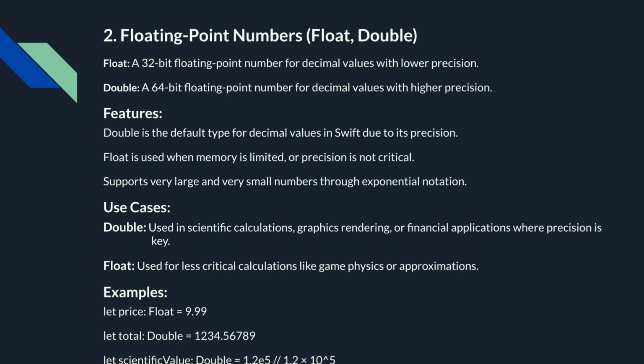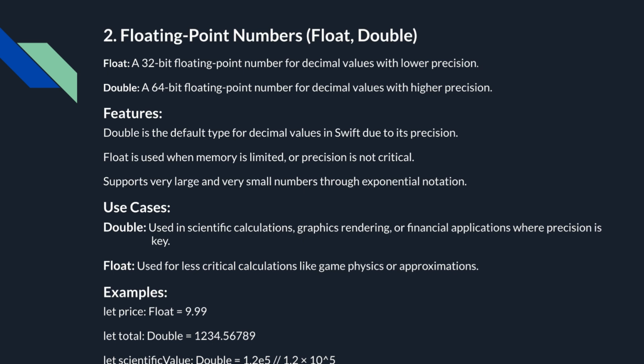Now, let's talk about floating point numbers, which are used for decimal values. Types of floating point numbers in Swift. Swift provides two types of floating point numbers. Float, a 32-bit floating point number. It uses less memory but has lower precision, accurate up to 6 to 7 decimal digits. Best for cases where memory is limited and high precision isn't critical.